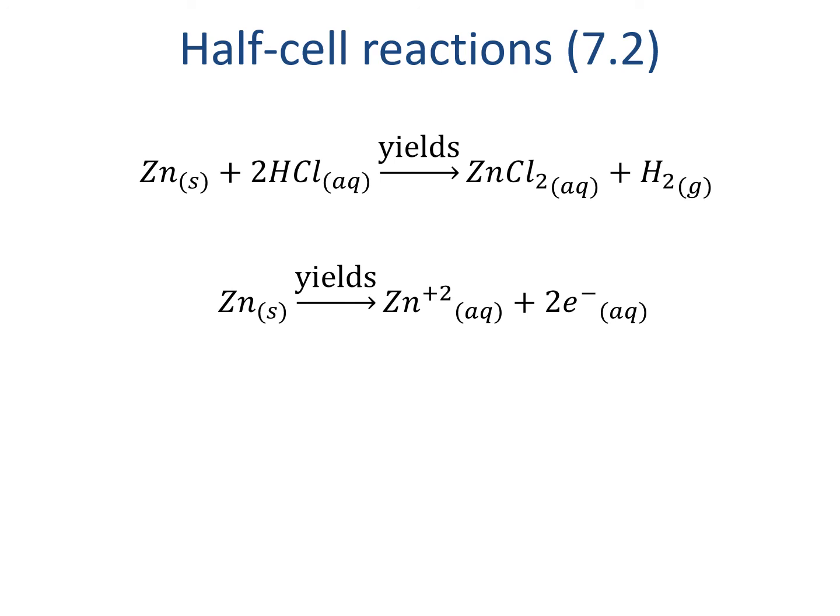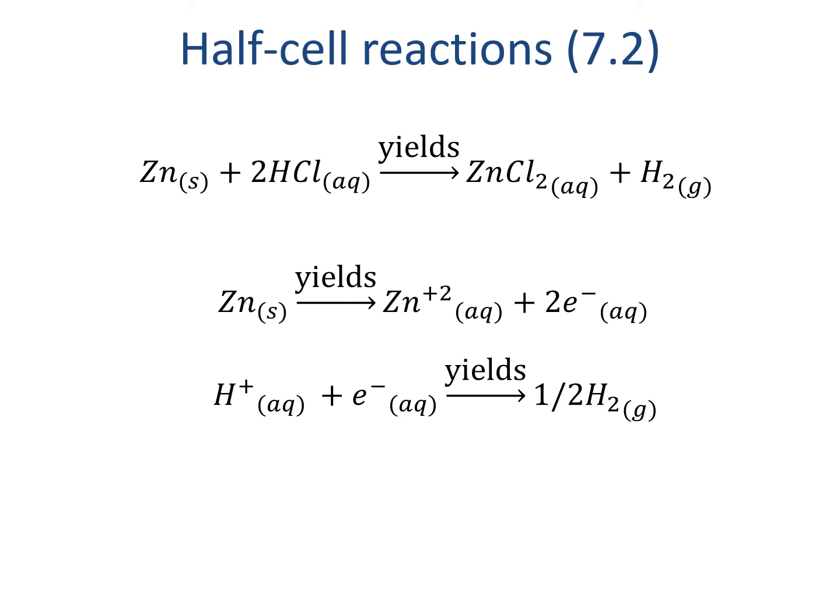We also can see that hydrogen is changing. It starts out with a positive 1 oxidation state since it's bound to a much more electronegative chlorine, but it ends up with an oxidation number of 0 in its elemental form of H2. For this half cell, we say that H plus needs to react with an electron to form 1/2 of a hydrogen gas molecule.